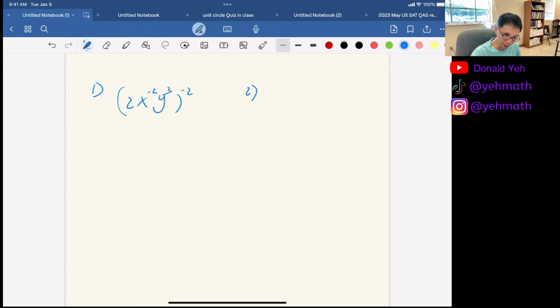The second one I'm going to give you says 32 over 2x to the 1/2 and x to the negative 3 over 2, y to the 4 and y to the negative 4 and negative 2 to the negative 3/4. Okay, so let's see if you can simplify both.